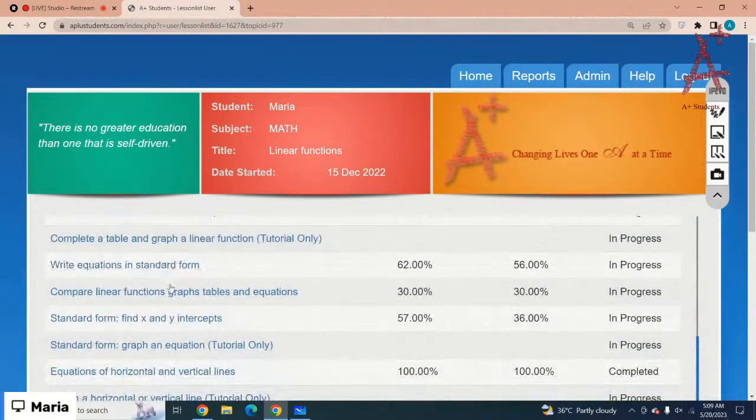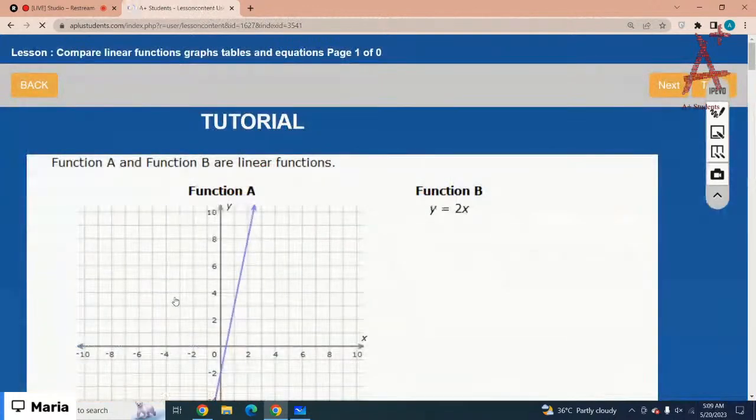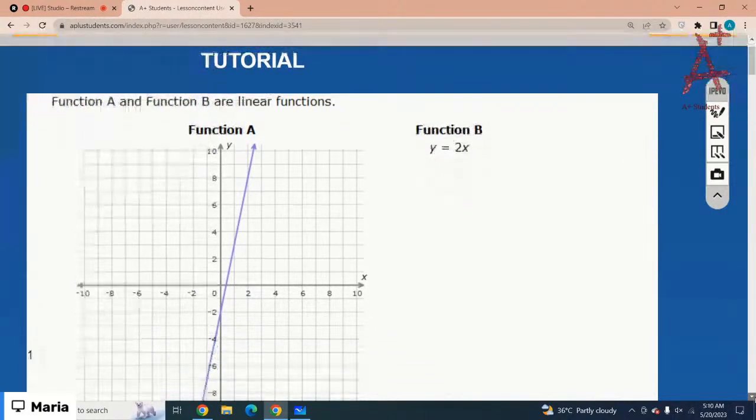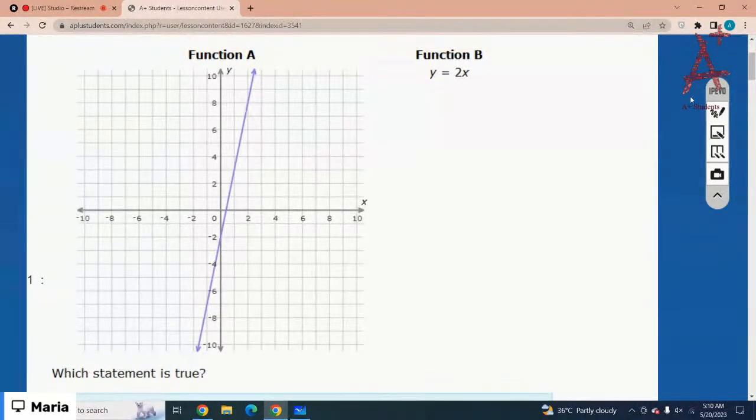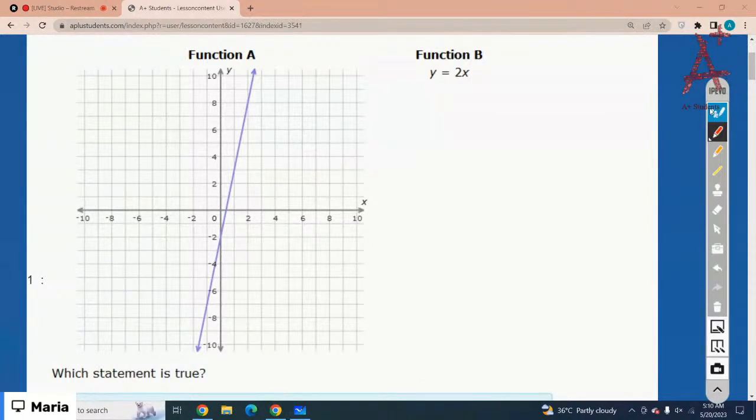compare linear functions, graphs, tables, and equations. So you have to compare the graph and the function. So how do we compare? Just look at the equation and the graph. You have to find the slope for both the equation and the function. It would be y equals mx plus b. So the slope of this equation is m equals 2.